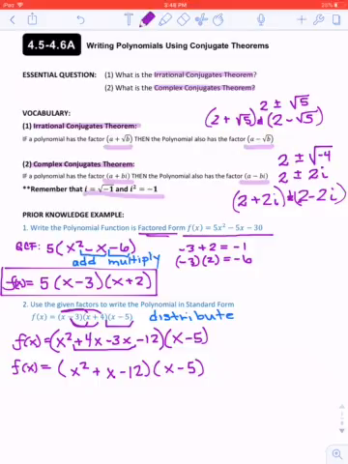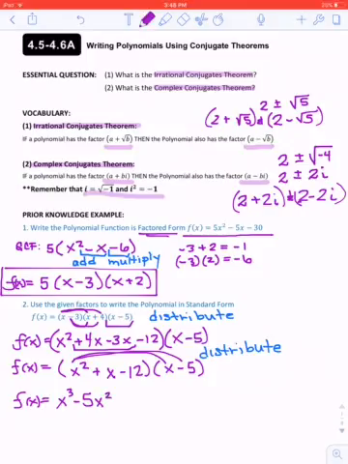Okay, so I have 2 sets of parentheses now, so I can distribute those with one another. You continue to distribute until all sets have combined together. So we're going to distribute again. Alright, so x squared times x. This is still f of x. I'm not doing a new function, same function. X squared times x is x cubed. X squared times -5 is minus 5x squared.